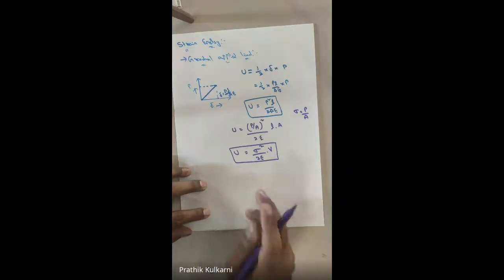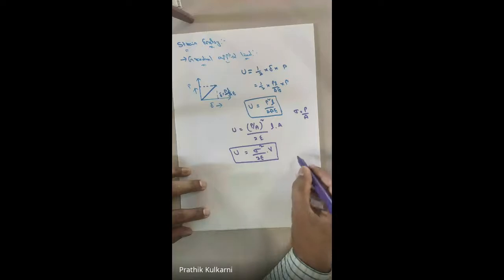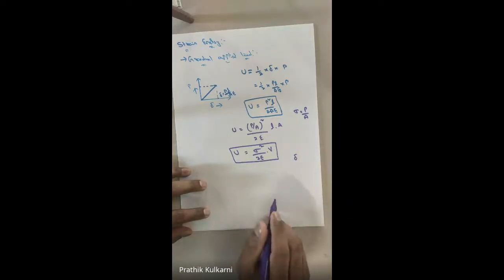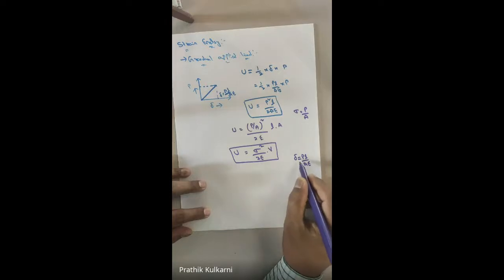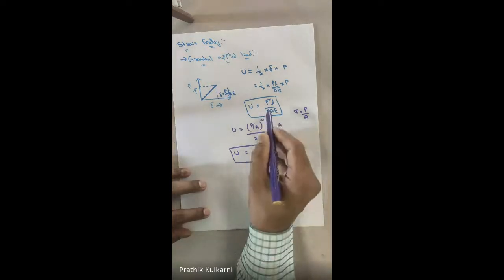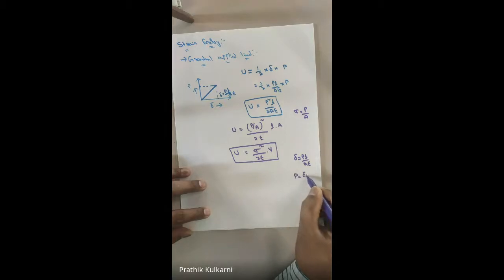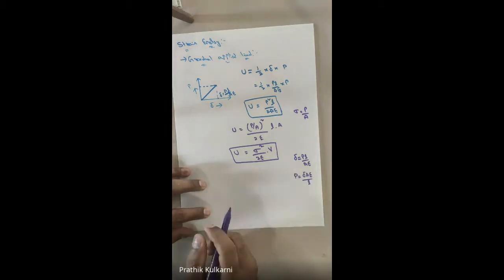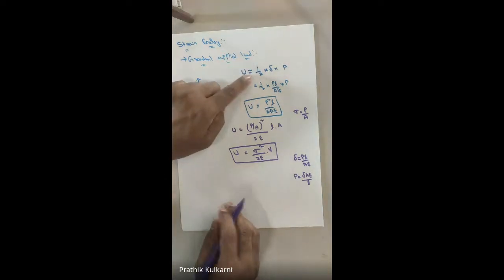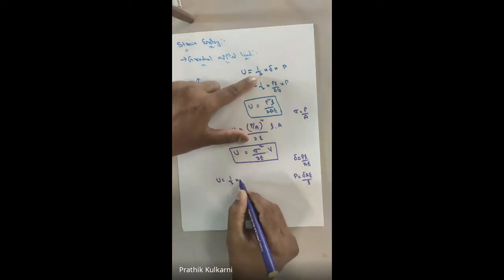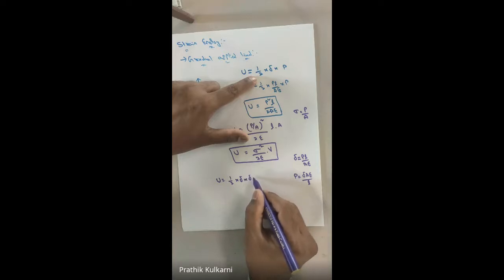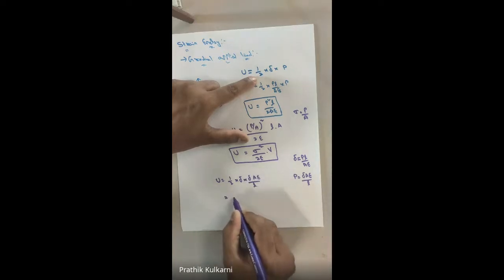Now similarly, if you want this strain energy in terms of delta, suppose, because in the examination, whatever he might ask you, delta is equal to, already we know, PL by AE. So if you want to find it in terms of delta, I will substitute P. So can I write P is equal to delta AE by L? Substitute it in this equation of U. Substitute it in U. So U is equal to half into delta into AE by L, which is equal to delta square AE upon 2L.